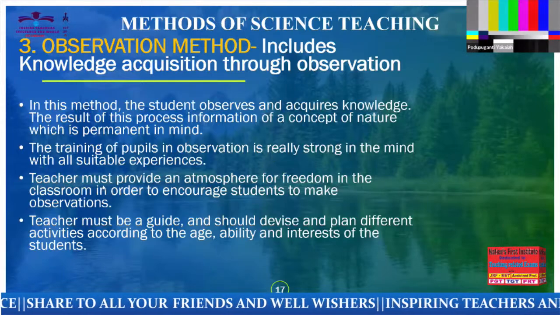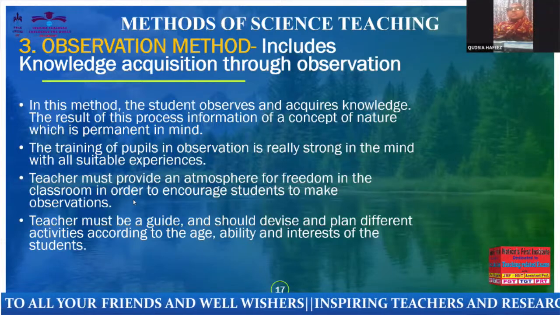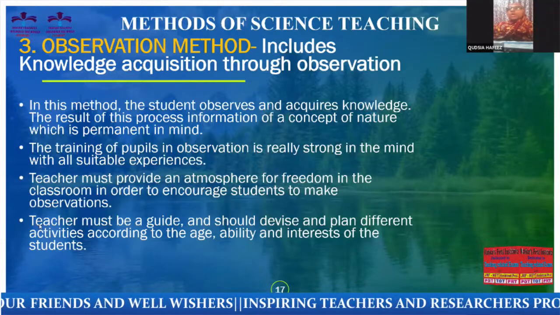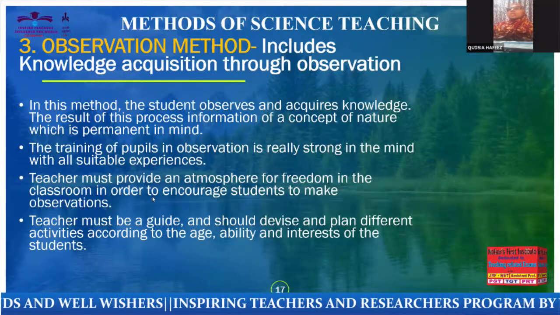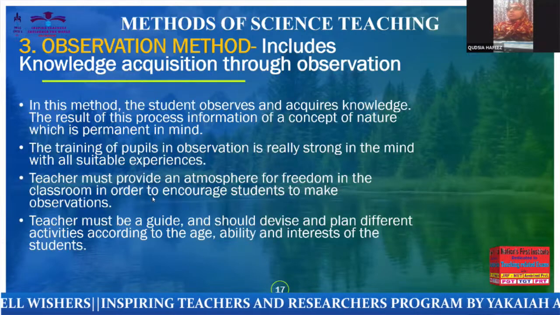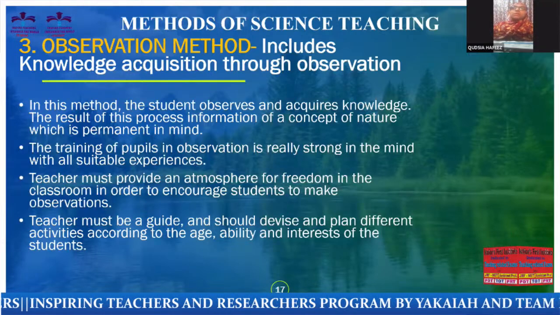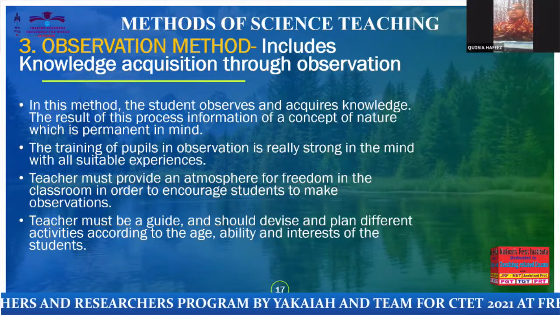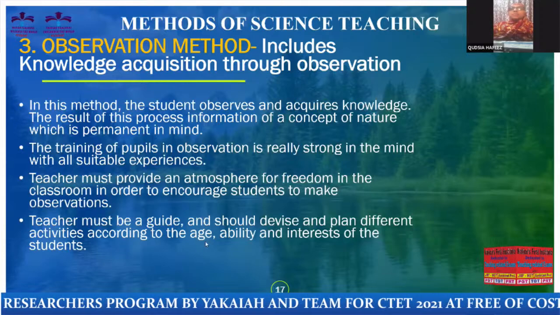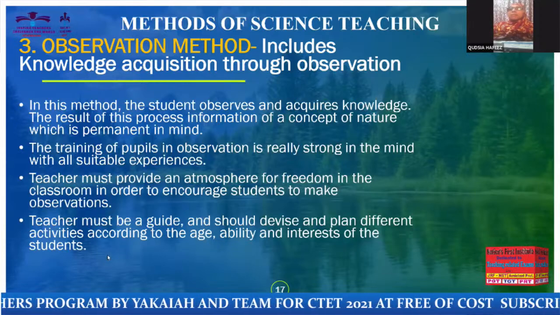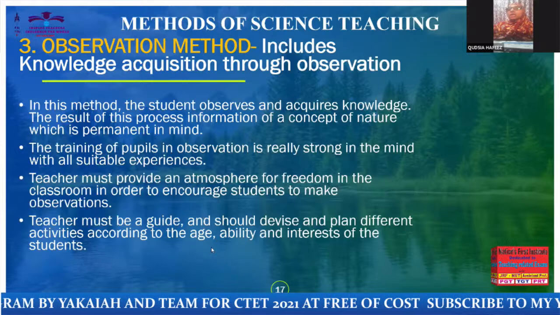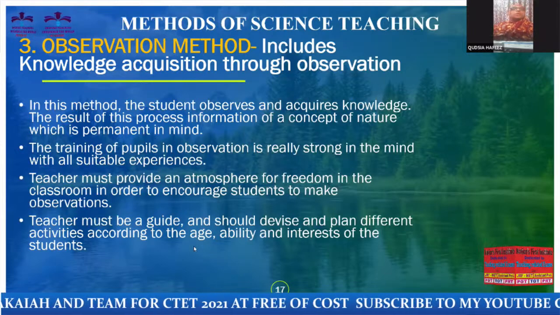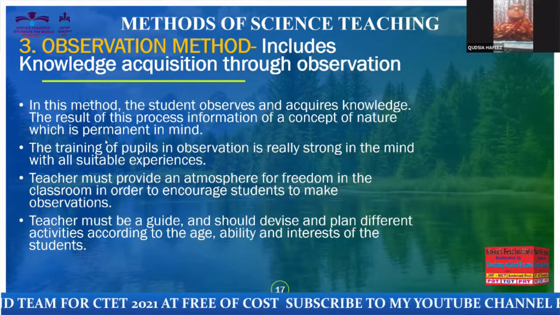Here, the teacher must provide an atmosphere for freedom in the classroom in order to encourage students to make observations. Until and unless the teacher encourages this observation and provides an atmosphere, the child will not be able to acquire the knowledge through observation. Teacher must be a guide and should devise and plan different activities according to the age, ability, and interest of students. Here we have different principles of observation.